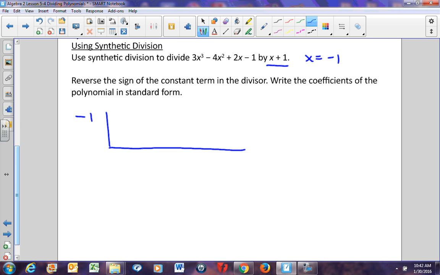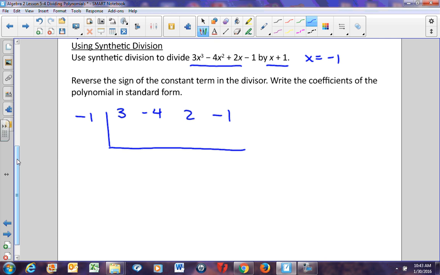Okay. Now, what I'm going to do is make sure that the dividend is written in descending order, which it is. And all I'm going to use is the coefficients. So I'll use the 3, the negative 4, the 2, and the negative 1. Just the numbers in front of the variables, and the constant term. It's kind of like a matrix. When you use matrices, you only use the coefficients. Same thing here. Now it's a step-by-step process.